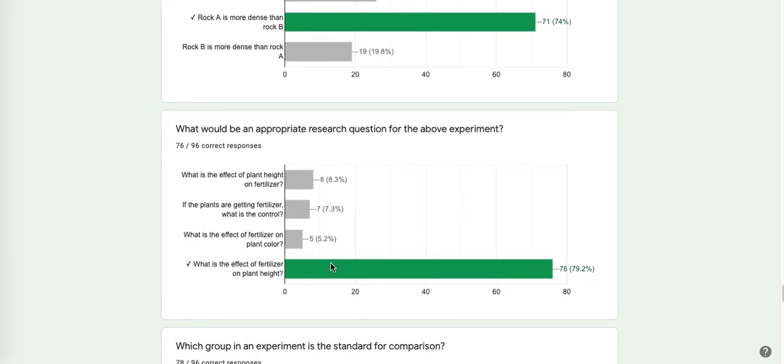What would be an appropriate research question for the above experiment? So there was a graph, and the correct answer was, what is the effect of fertilizer on plant height? Because fertilizer was on the x-axis, it is the independent variable. Plant height was on the y-axis, that is the dependent variable. And the research question should be the effect of IV on DV. That's what an experiment is. You're seeing if changing the independent variable intentionally has an effect on the dependent variable. You wouldn't change plant height to see if it affected the amount of fertilizer. It has to be the other way around.